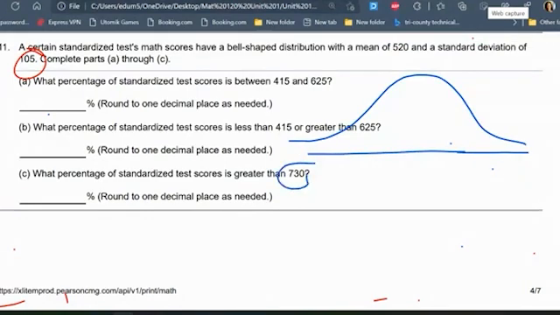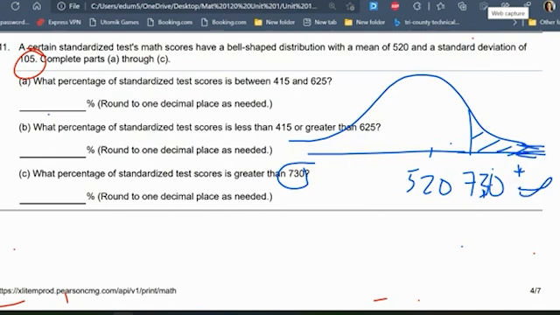And 730 is greater than the mean. So the mean is 520 right here. The 730 is right here. Now I'm told to find area to the right. And where does the right stop? It stops at infinity. So this is actually positive infinity.